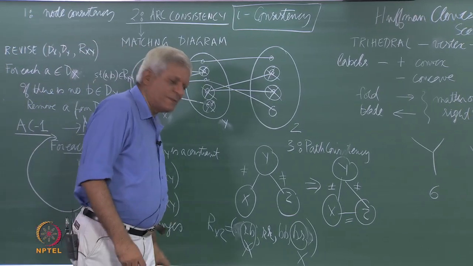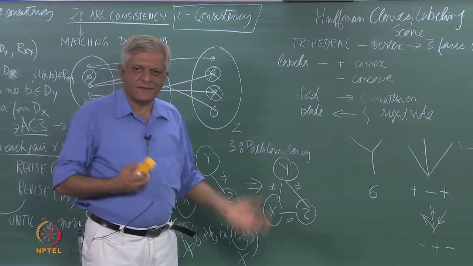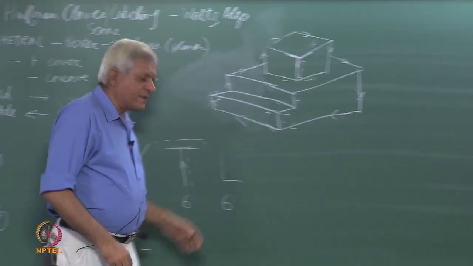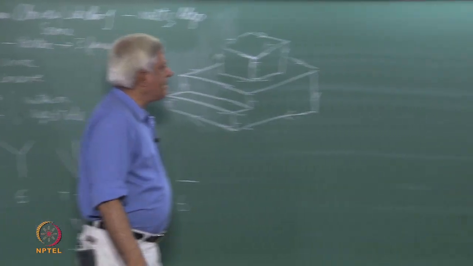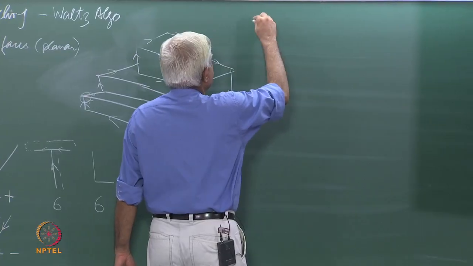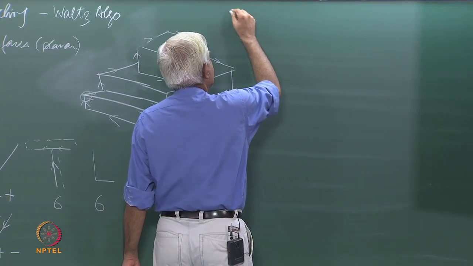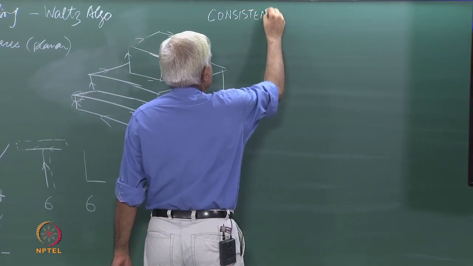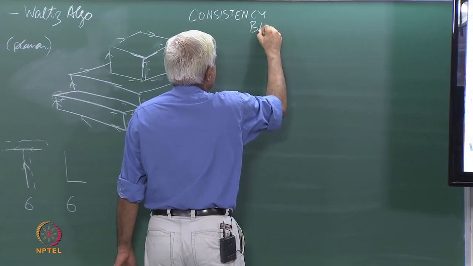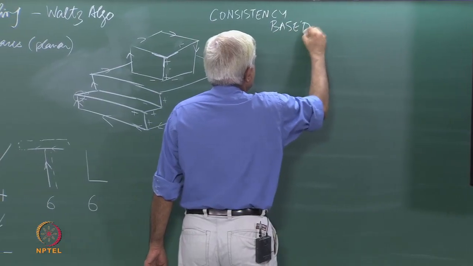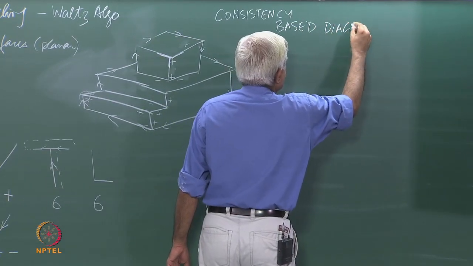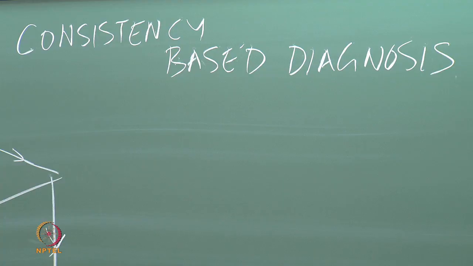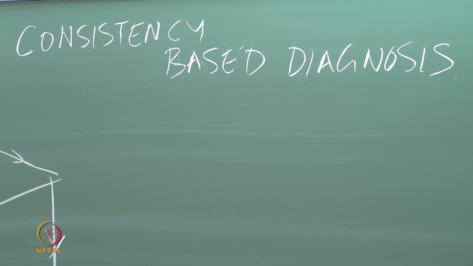So, let me give you another example where constraint satisfaction has been used as a mechanism for doing something, and this example comes from what we call consistency based diagnosis. So, let me use one standard example which we use in this thing.